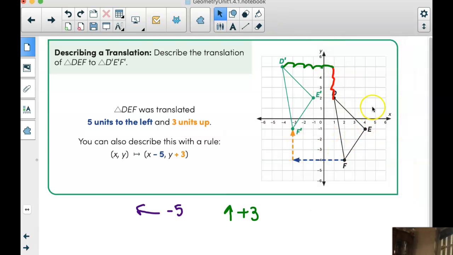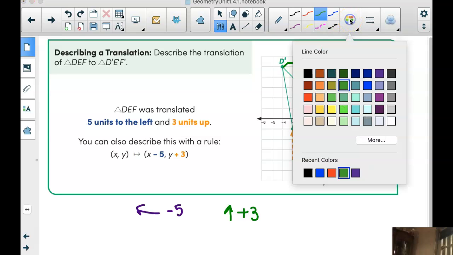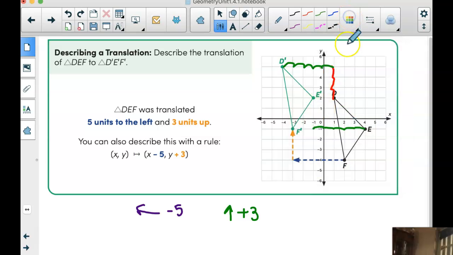Okay, so let's go from point E again. Okay, and so our description, we're going to move 5 to the left. 1, 2, didn't color it in. 3, 4, 5 to the left. Okay, and are we going to move up 3? I don't know. Let's find out.